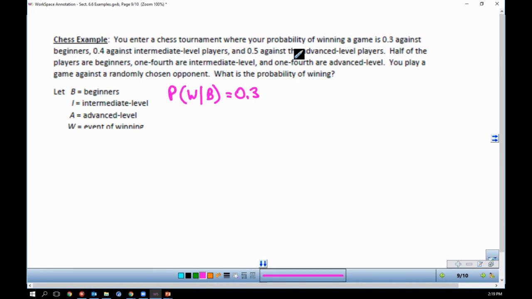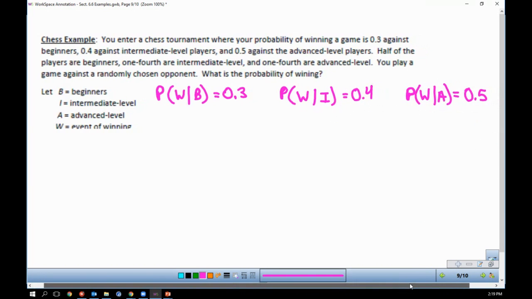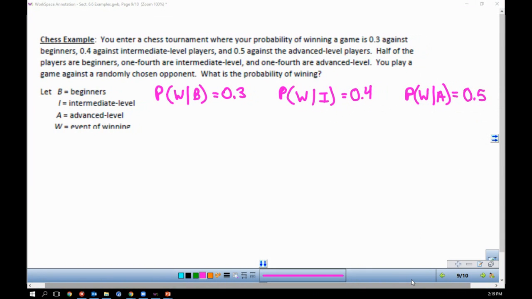The probability that you win against an intermediate player is 0.4. The win given intermediate is 0.4. And then the probability that you win given they're advanced is 0.5. Maybe you like the challenge and that's the only way you thrive, is if you're challenged. Otherwise you get bored and distracted.